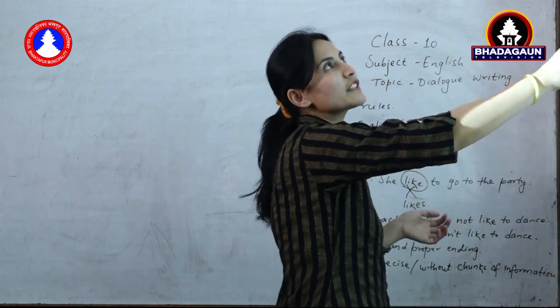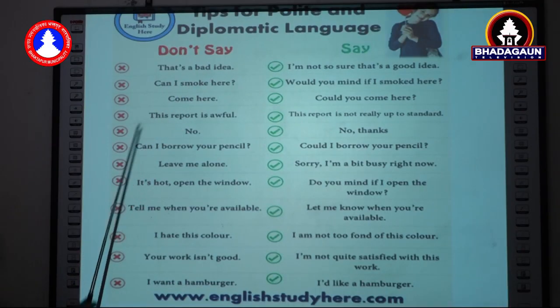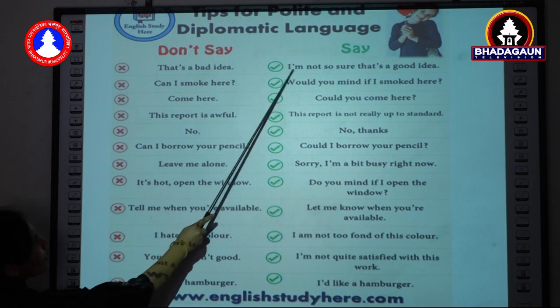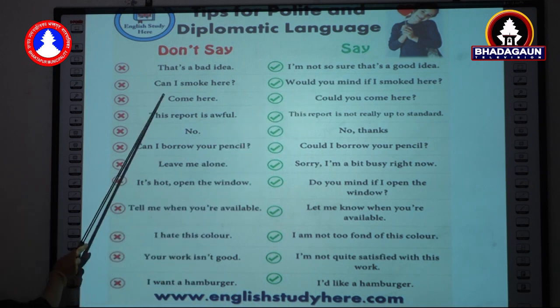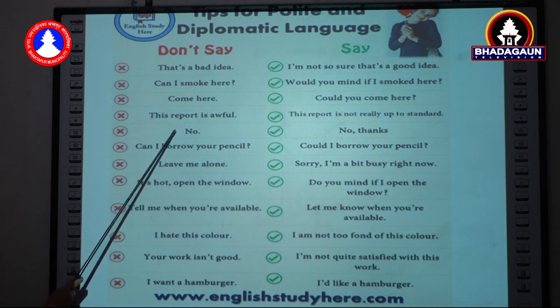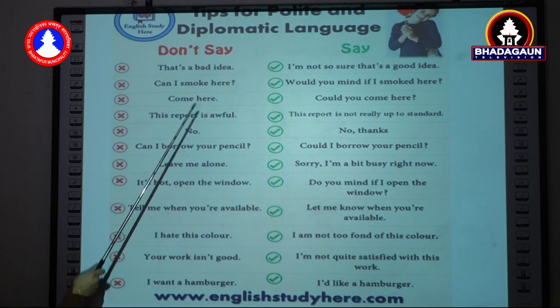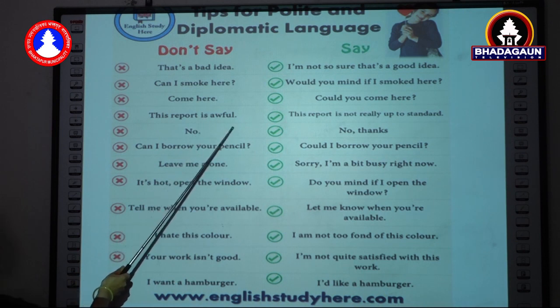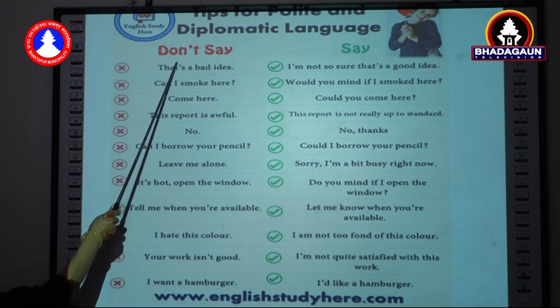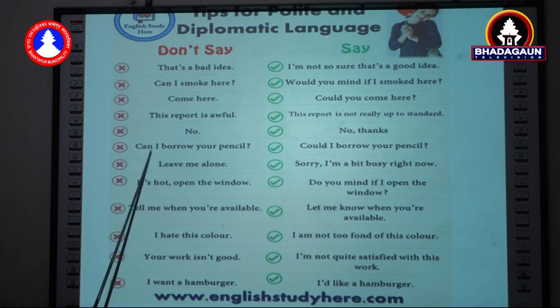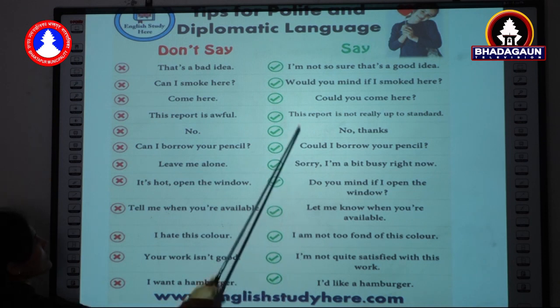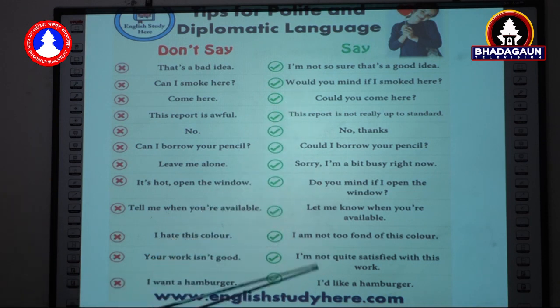Instead of saying "that's a bad idea", say "I'm not so sure that's a good idea". "Can I smoke here?" sounds very rude and informal, so instead say "Would you mind if I smoked here?" Instead of the direct imperative "Come here", write "Could you come here?" Instead of "This report is awful", say "This report is not really up to standard." These are very informal ways that we speak regularly, so in our dialogue writing let's focus on diplomatic and polite language.